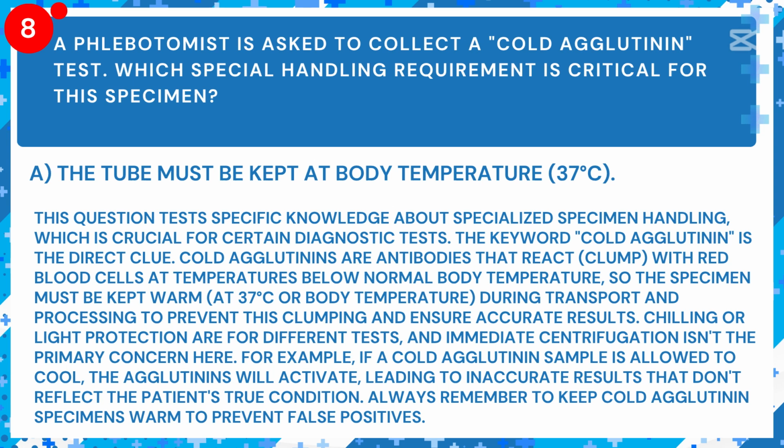Cold agglutinins are antibodies that react, clump, with red blood cells at temperatures below normal body temperature, so the specimen must be kept warm, at 37 degrees Celsius or body temperature, during transport and processing to prevent this clumping and ensure accurate results. Chilling or light protection are for different tests, and immediate centrifugation isn't the primary concern here. For example, if a cold agglutinin sample is allowed to cool, the agglutinins will activate, leading to inaccurate results that don't reflect the patient's true condition. Always remember to keep cold agglutinin specimens warm to prevent false positives.